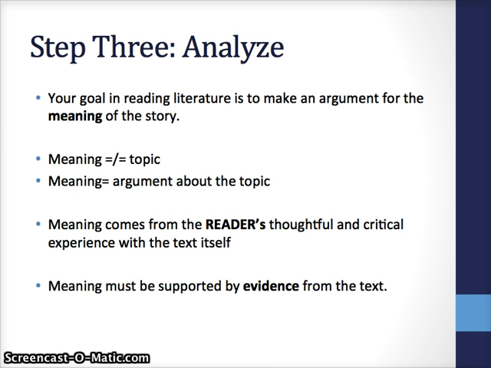So your goal in reading literature is to make an argument for the meaning of the story. Step 3 is to analyze, and you can't get to step 3 until you've done step 1 and step 2. But once you have, you can start putting together those pieces and figuring out what you think. So remember, meaning is not the same thing as topic. Meaning is always an argument, which means it's always going to be a complete sentence and supportable by evidence. Meaning comes not from some magical book that English professors have, but from the reader's thoughtful and critical experience with the text itself. And remember, meaning has to be supported by evidence from the text.